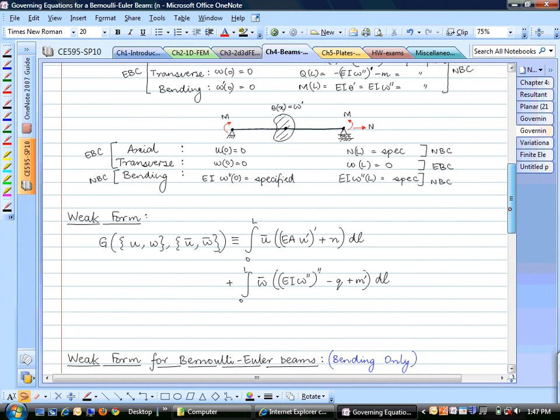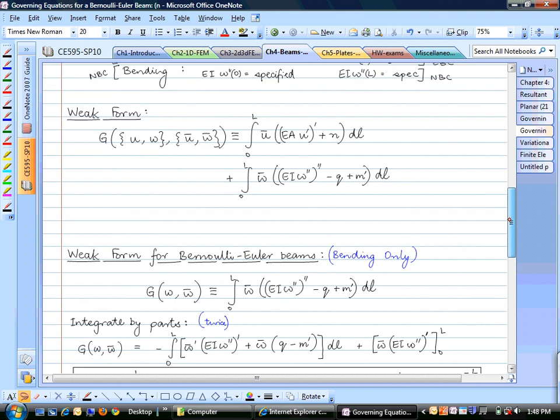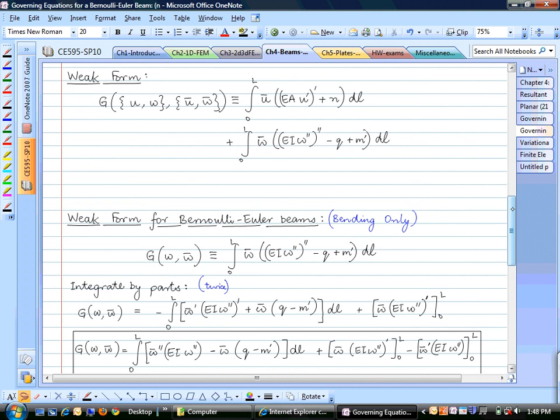And once again, what we'll do is write the weak form like this. We take our axial equation, multiply it with virtual displacement, take our transverse bending equation, multiply it with virtual transverse displacement, and you integrate it by parts and so on. So that's where we pretty much stopped last time. What we'll do today is concentrate on this bending part. We know that this axial part is actually decoupled from this equation. These are pretty much two different equations. So you could write the weak form for this equation independently. And that's what we have here.